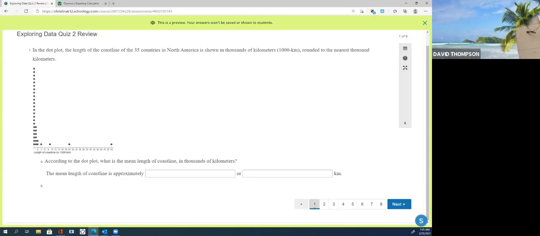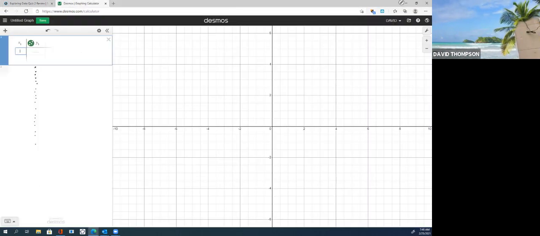So we need to count how many zeros there are. There are 1, 2, 3, 4, 5, 6, 7, 8, 9, 10, 11, 12, 13, 14, 15, 16, 17, 18, 19, 20, 21, 22, 23 zeros. And just enter that 23 times.